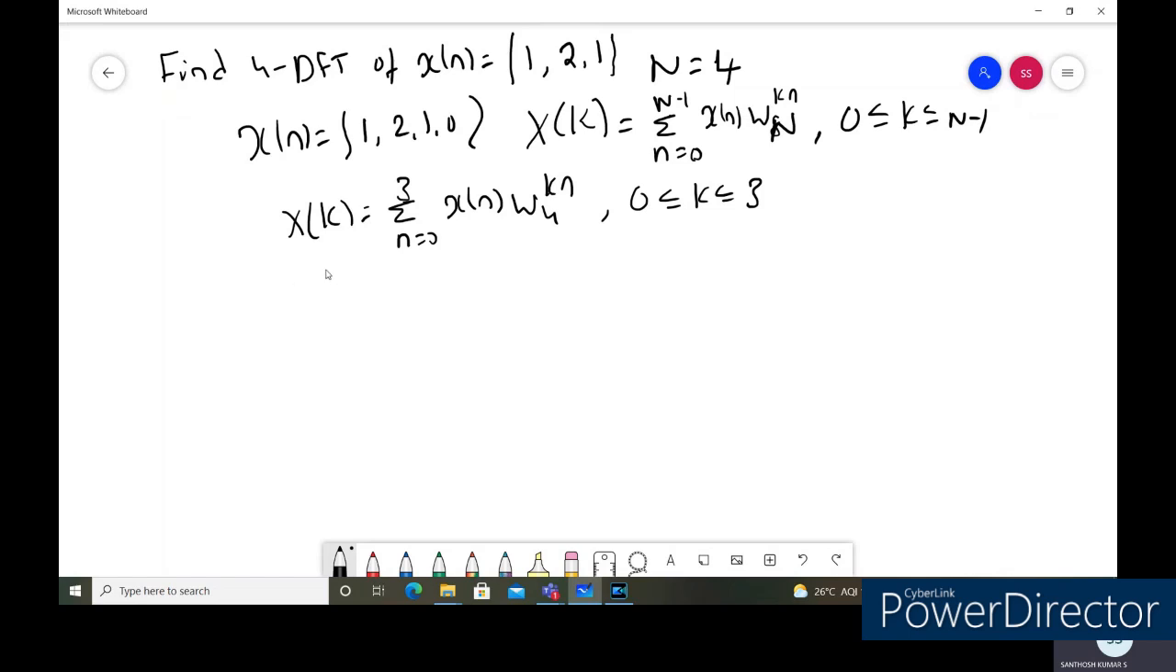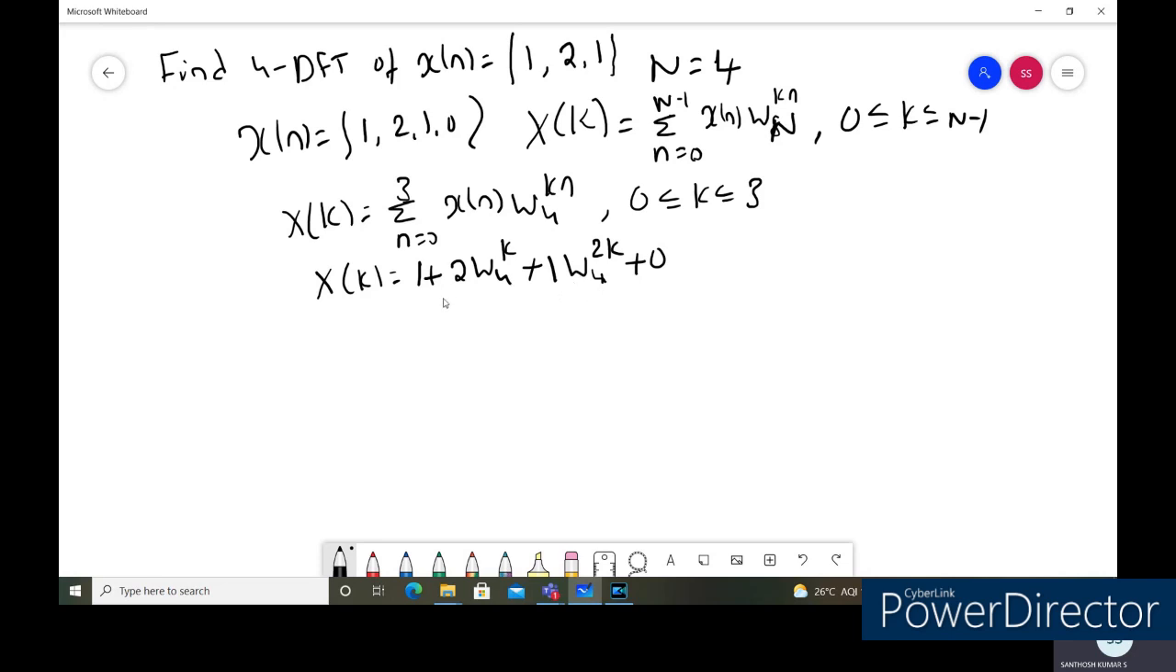Now let us expand the summation. It becomes x of 0, which is 1, plus for n equal to 1, 2 into omega 4 to the power of k. For n equal to 2, 1 into omega 4 to the power of 2k. For n equal to 3, x of 3 is 0. So we get it like this.